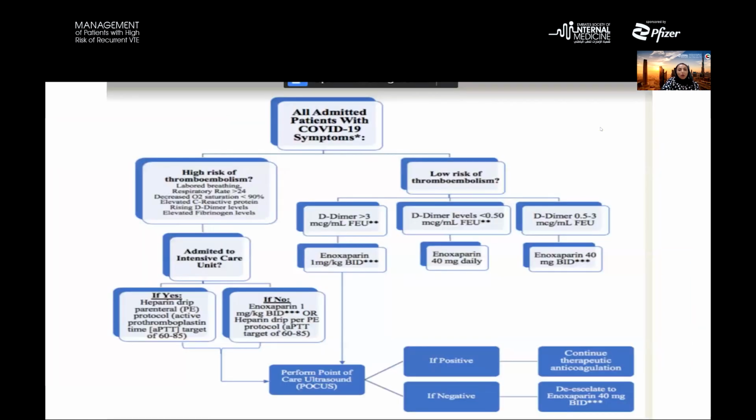D-dimer, we have been using this in the management of COVID-19. This came from the European Society of Cardiology, and they used D-dimer to justify whether patients are at high risk of thromboembolism or low risk, depending on the severity of the disease. If the patient had severe disease, they were usually kept on therapeutic anticoagulation and investigated for thromboembolism. If negative, they continue on high prophylaxis, but if positive, they continue on therapeutic anticoagulation. For patients presenting with low risk, they would check the D-dimer and, depending on the level, choose the dose of enoxaparin. We all use this approach for treatment, at least here.